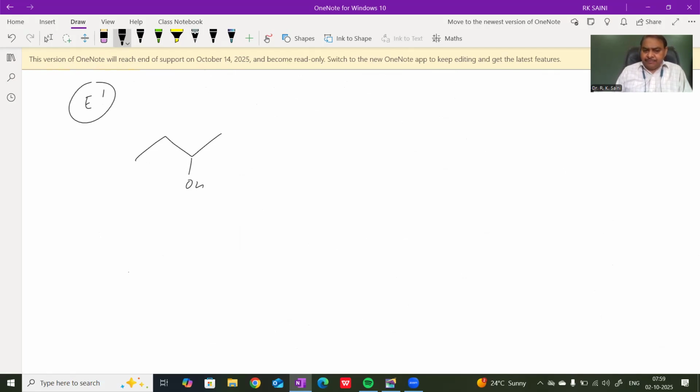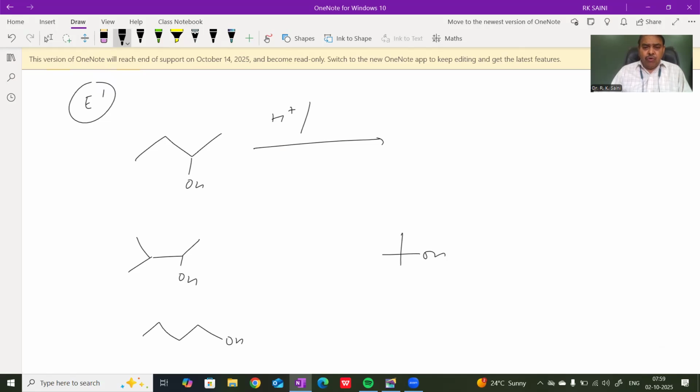Alcohol first, second, third, and fourth. When these alcohols undergo dehydration under acidic condition, first of all they make a carbonium ion. Due to protonation, they make a carbonium ion.